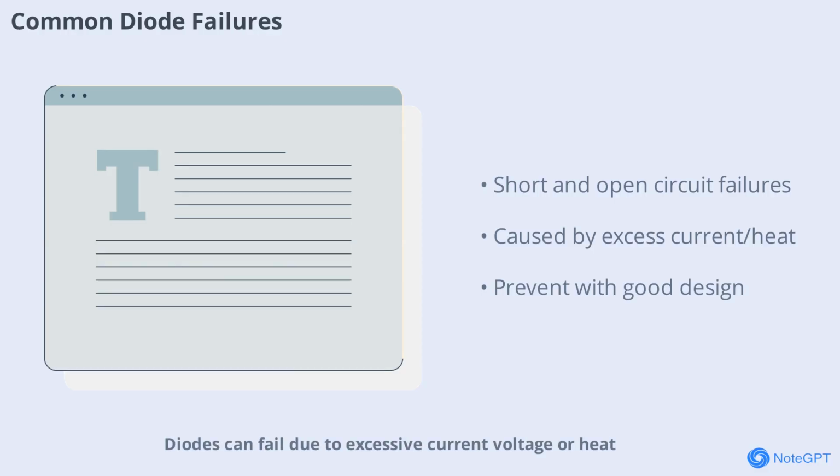Diodes can fail due to excessive current, voltage, or heat. Common failures include short circuits where the diode conducts in both directions and open circuits where it doesn't conduct at all. Proper circuit design and component selection help prevent these issues.